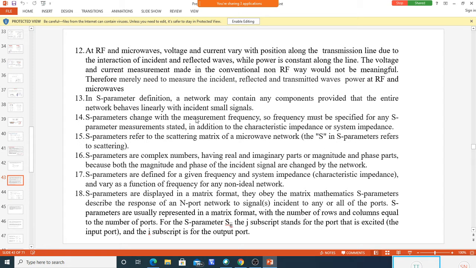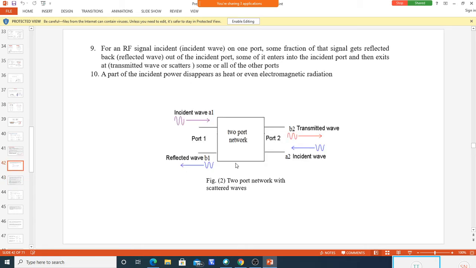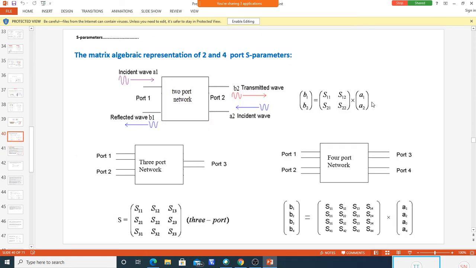S parameter measurement depends on the frequency. While measuring the S parameters, we should specify at what frequency we are measuring, because S parameters vary with respect to frequency for a given network. So this is a given network here. You apply some frequency here and we will get the S matrix: S11, S12, S21, and so on. Each of these is a complex number. So these values, whatever you specify here, are at a particular frequency, not for all the frequencies.